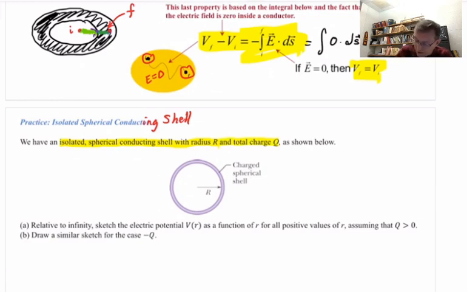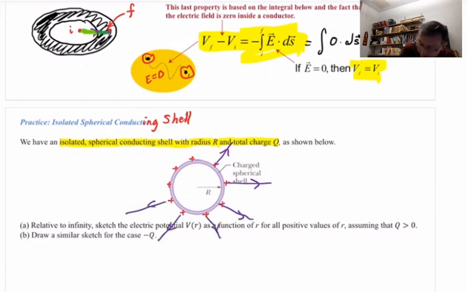So that charge big Q, let's assume it's positive for now, would be spread out over the outside surface. And then you can have electric field lines radiating outward, uniformly and radially in all directions, like that. Okay? And the interior part is empty.